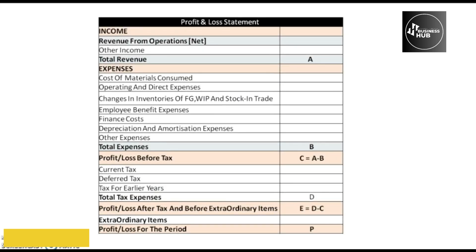Here in this lecture I'll be explaining about depreciation. When we studied the profit and loss statement, there was one line item, depreciation and amortization expenses, about which I said we would be coming back to. In this lesson I'll be explaining that.